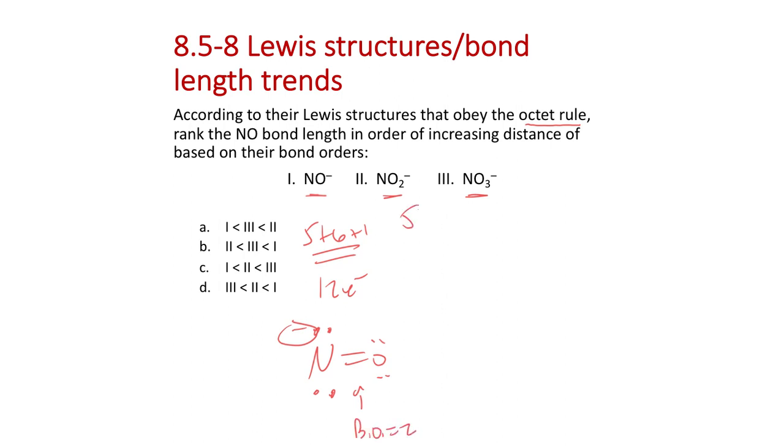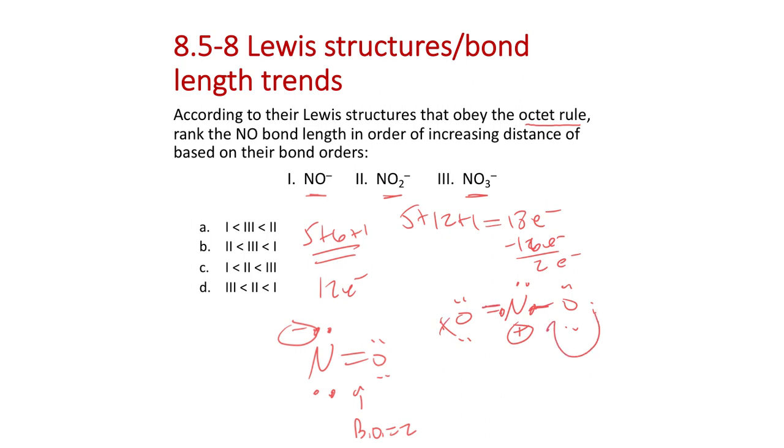NO2 minus, 5 plus 12 plus 1, that's 18 electrons. So nitrogen, oxygen, oxygen, that's 16 electrons. So we have 2 left over to go on nitrogen. And then I have a plus charge on nitrogen. So I can pull in 1 double bond, and then that can resonate to the other side of the molecule. And so then I have 4 electrons in the pi system. And then I have a 3 halves bond.